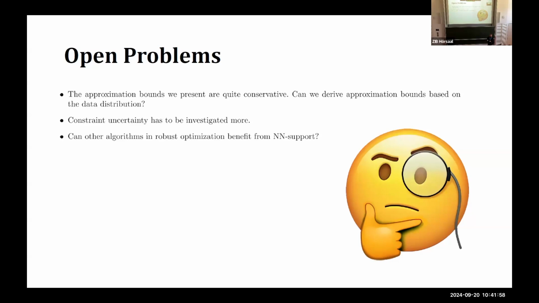And also the question is, can you use neural networks for other algorithms? Can you support other algorithms, which is not very much investigated yet in the robust optimization community?